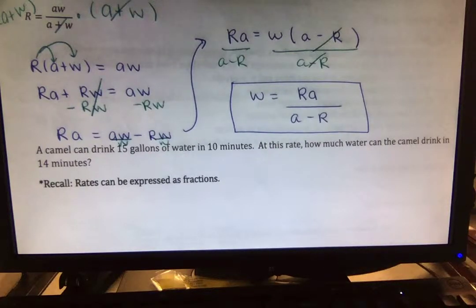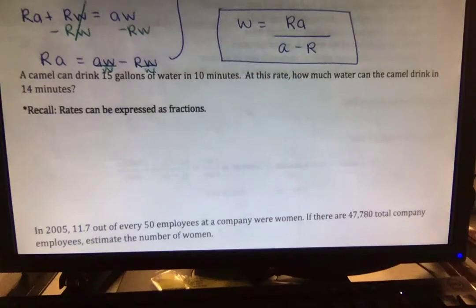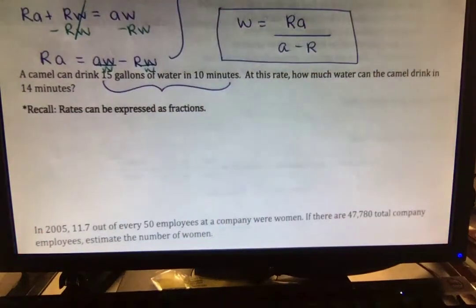So these last examples are word problems. We can set them up as proportions. You'll like them. So it says a camel could drink 15 gallons of water in 10 minutes. At this rate, how much water can the camel drink in 14 minutes? Recall that rates can be expressed as fractions, so that's why it goes in this fraction section. So we have the rate.